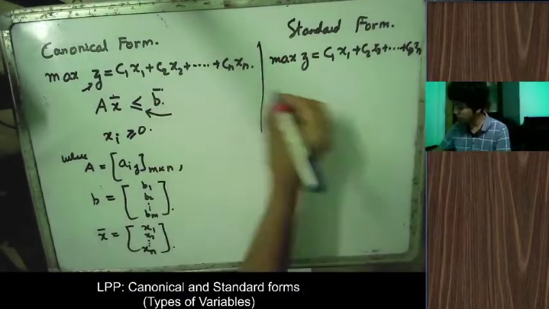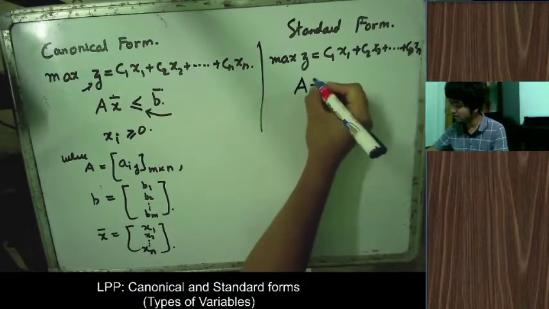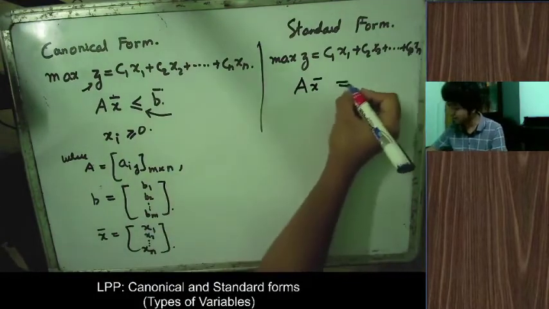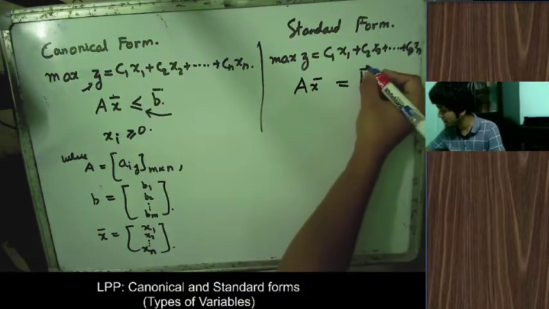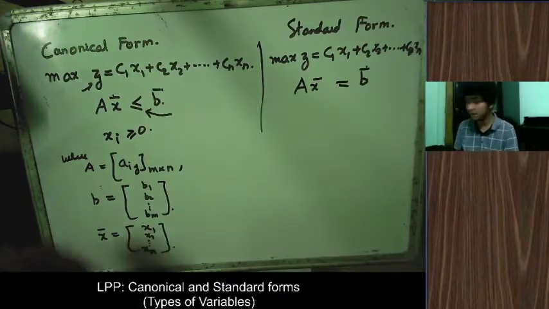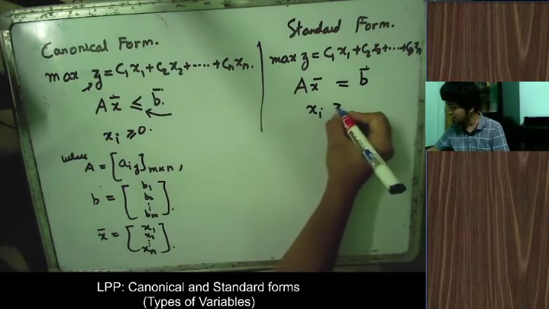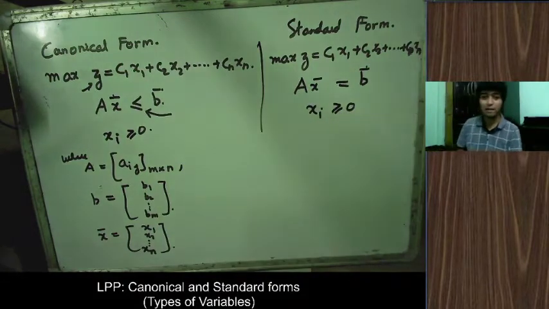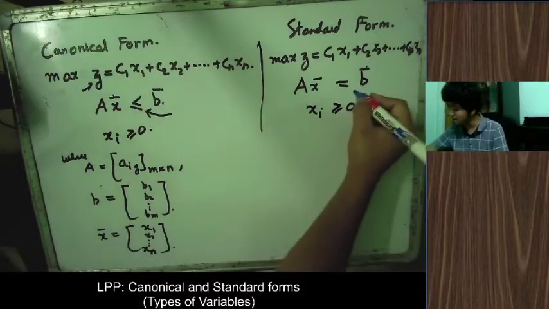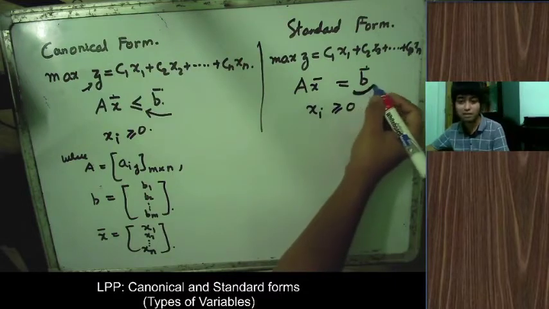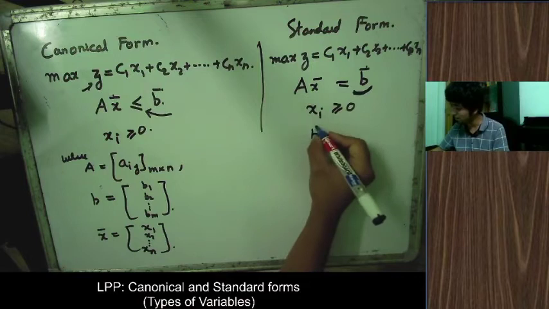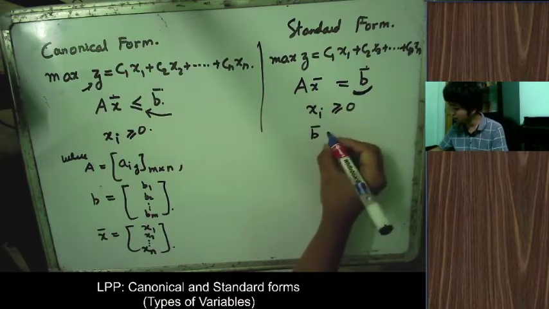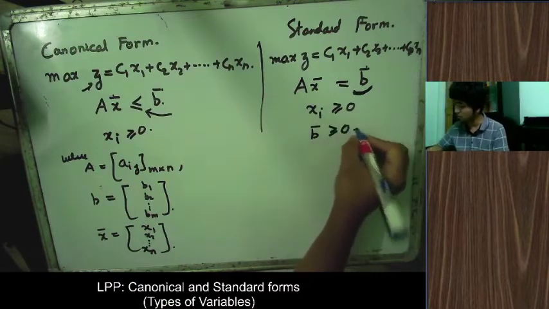But the constraints, instead of a less than or equal sign, should be equal to b. Xi should be greater or equal to 0. And over here we have another restriction, that they should be non-negative. And also the vector b should be greater or equal to 0.